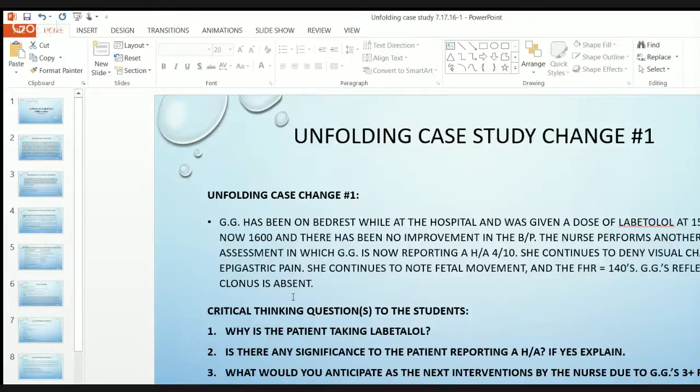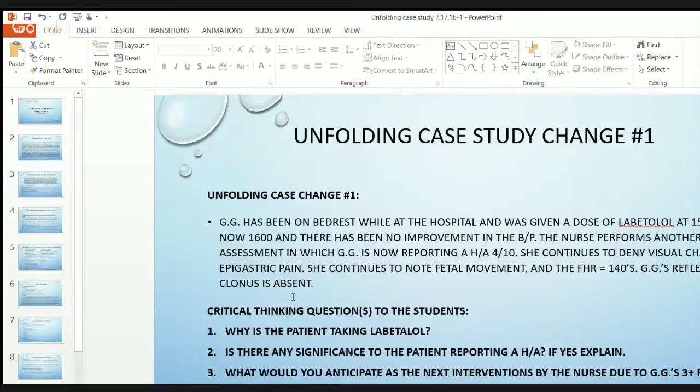When we look at the significance of a patient reporting a headache, it is a common symptom, of course, with high blood pressure issues anyway. And this is significant only because Gigi previously, as she was admitted to the hospital, didn't have a headache. So this is something, again, anyone can get a headache, but it raises our eye with her history as something we need to keep an eye on.